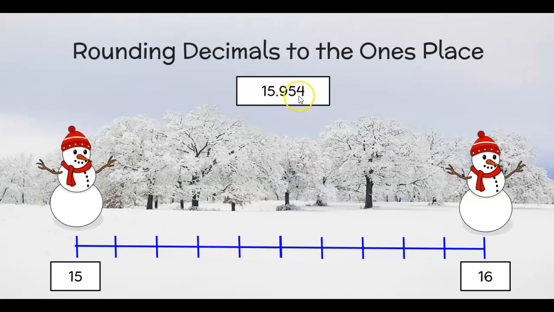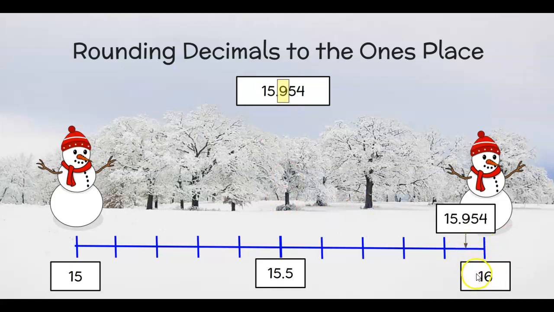15 and 954 thousandths. We're going to that ones place. So we have 15 versus 16. Where will it land? Well, what's in the middle? We got 15 and 5/10ths, right? 15 and a half. And I have up here, we know that this is 15 and 9/10ths. 9/10ths is way up here, right? It's going to be really close to my 16. So it shows that we round up to 16.